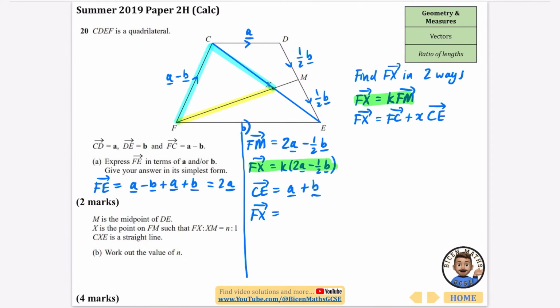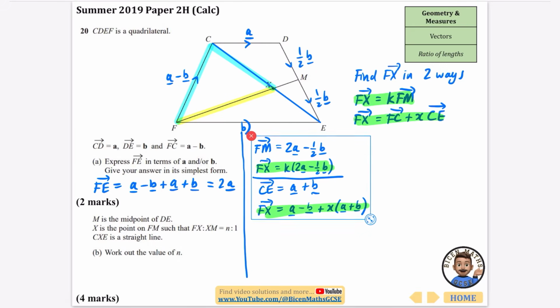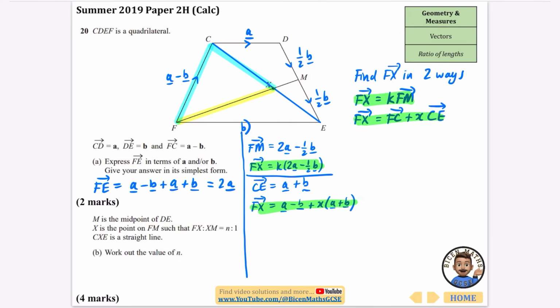So I can now find out what FX is equal to. I can use this information at the top. This is my way 1, so I'll draw a line under it. This is my way 2. It's FC plus x CE. So FC is a minus b, so it is a minus b plus x lots of a plus b. I'm going to highlight that in green as well because that is my second way of finding this. I'm going to shrink all of this down because I know I'm going to need a little bit more space for the next part of the question.